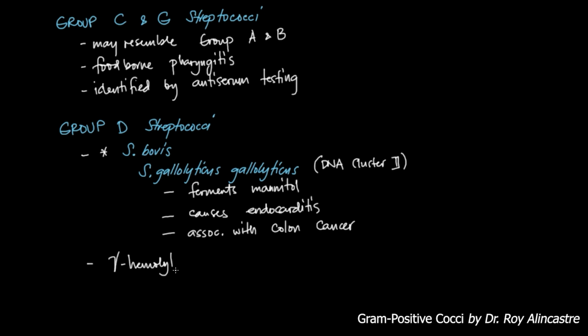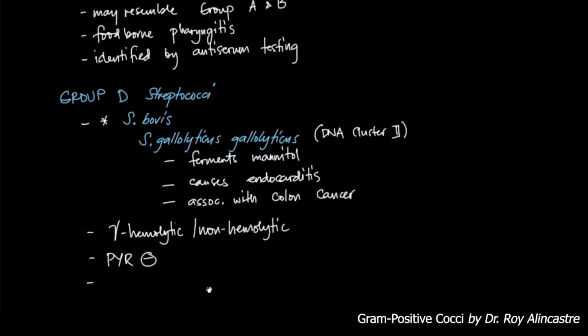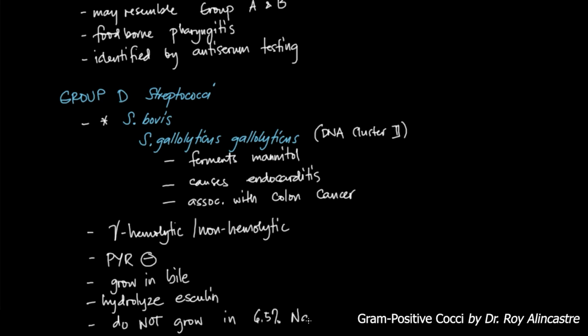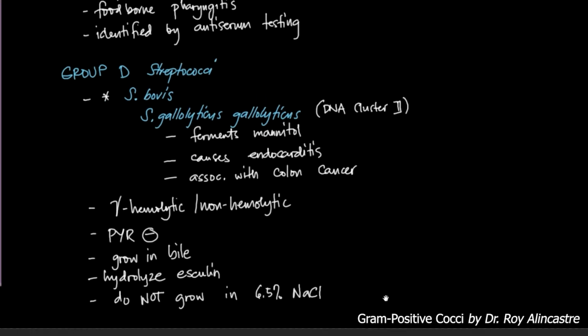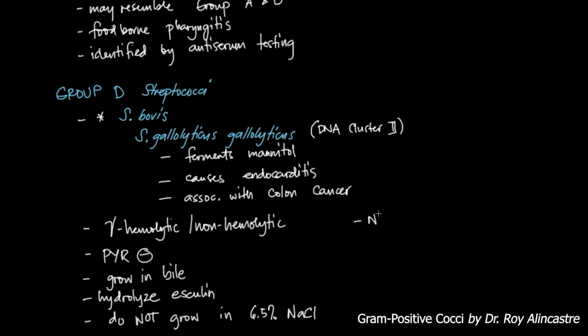It suffices us to know that they are non-hemolytic or technically gamma hemolytic and PYR negative. They grow in the presence of bile and they hydrolyze esculin, but they do not grow in 6.5% sodium chloride solution. They are also believed to be part of the normal enteric microbiota of humans and animals.